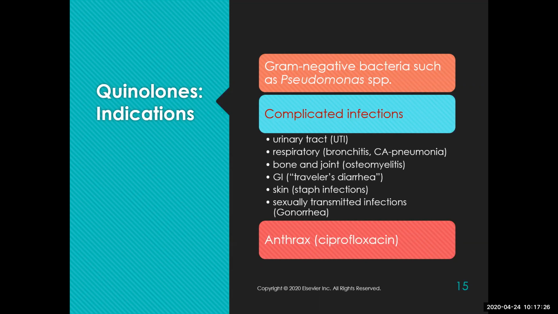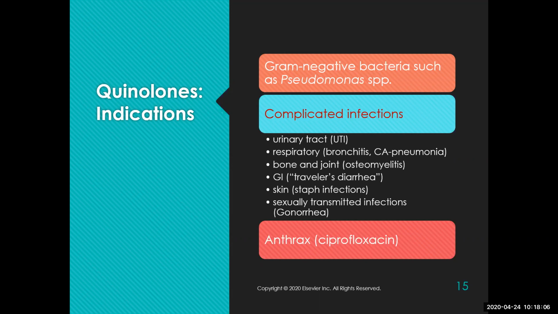A lot of times they're used in complicated infections, like a urinary tract infection, maybe a respiratory infection, and CA pneumonia means community-acquired pneumonia. People that develop a joint infection, like maybe after an injury near the joint, osteomyelitis. Now, you may have heard of travelers' diarrhea or Moctezuma's revenge. Oftentimes ciprofloxacin is used to treat that, because it is caused by a gram-negative bacteria, and remember their absorption is excellent, so they are going to work well in the GI tract. Some skin infections, and then gonorrhea is another type of sexually transmitted infection that we use the quinolones for.